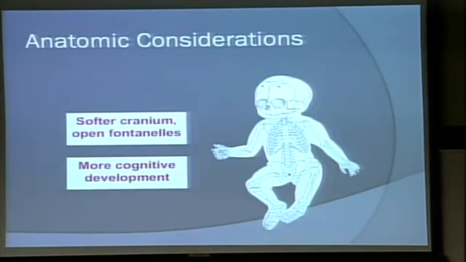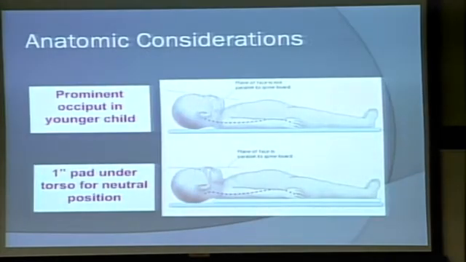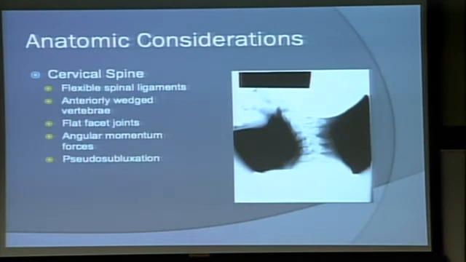Soft cranium in infants, open fontanelles until sometimes after a year. That allows a lot of swelling inside the head before increased intracranial pressure. More cognitive development to come. Prominent occiput in a little kid, so you have to put a pad under their shoulders in order to get the plane of the face parallel to the spine board, and you often need to do a jaw thrust to get that airway open.